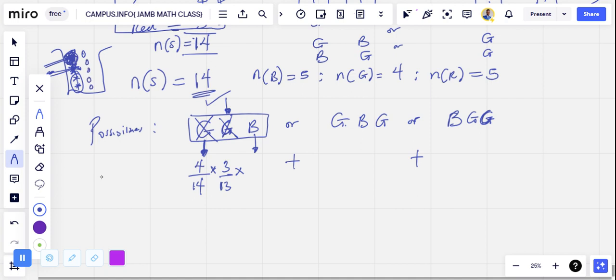5. It remains as 5. So the probability for this blue would be the number of blue over the number of sample space. I think that's just the definition for probability: number of events over number of sample space. And the event I'm considering is B, which is blue. Number of blue here is how many?